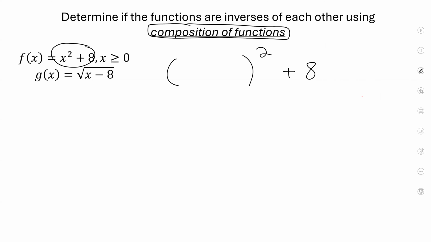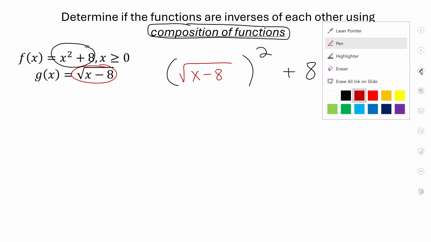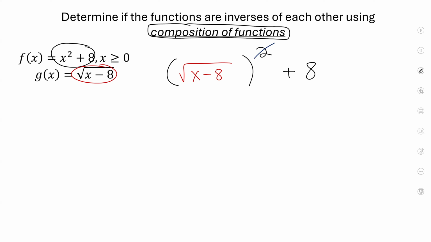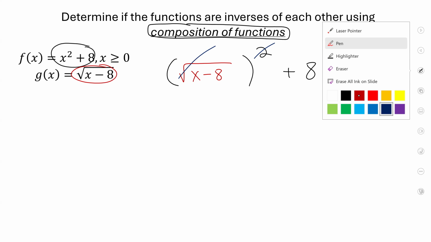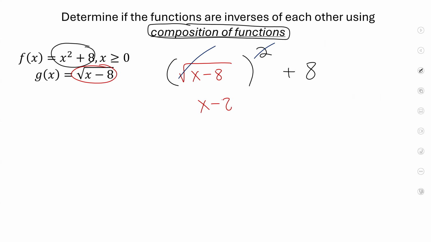Next, I'm going to put g inside of it. Put g inside. G is inside of f. All right, so notice squared cancels out with the square root. I am left with x minus 8 and then a plus 8. Those cancel out. I'm just left with x. And that was my goal. If I'm not left with x, those are not inverses.